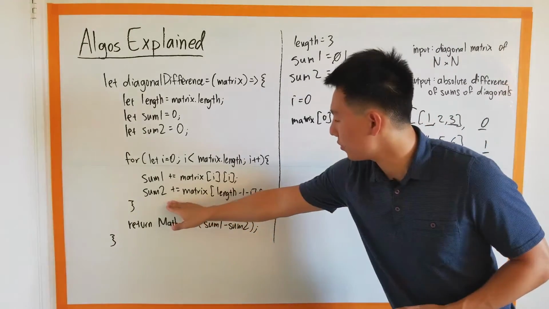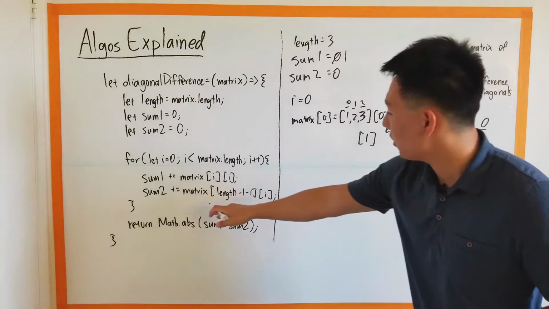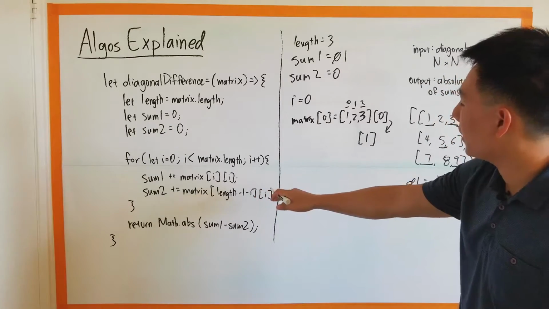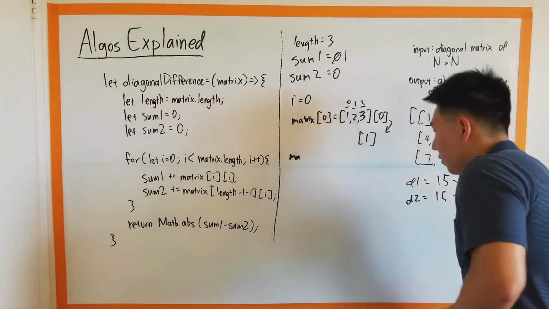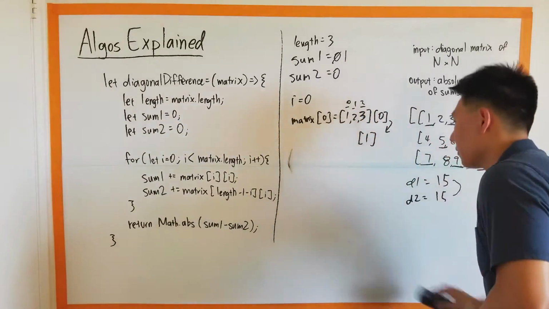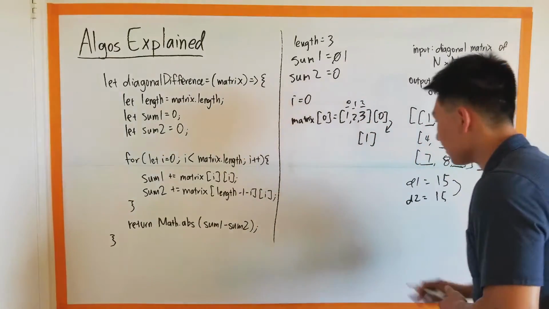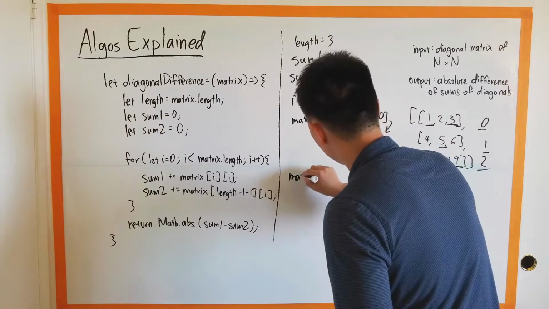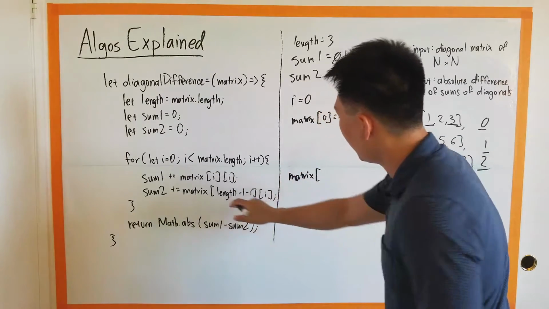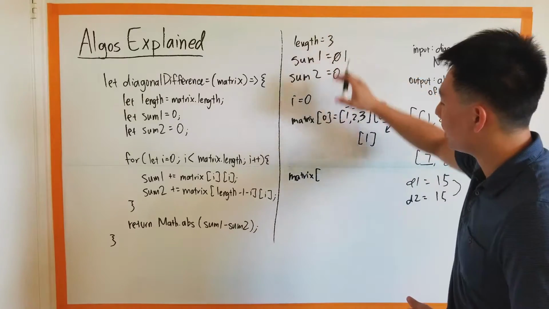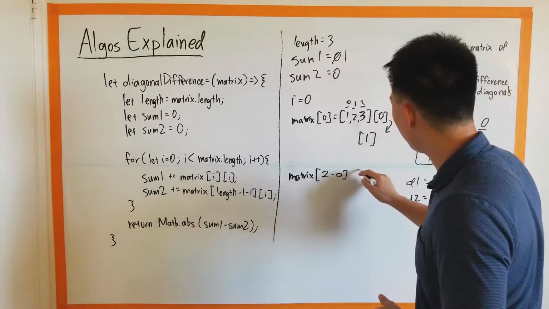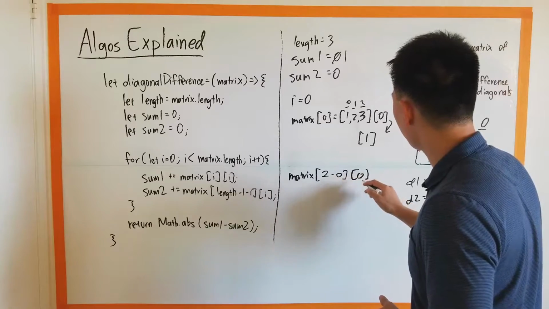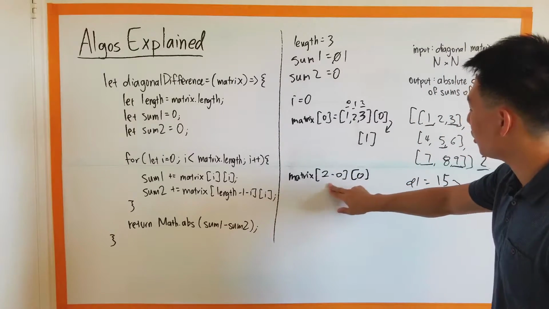And same thing for sum 2. Let's look at what it's doing. We're looking at matrix of length minus 1 minus I. We'll do it a little lower. Matrix of length minus 1, so that's 3 minus 1, that's 2, minus I, which is 0, and of I, which is 0. And so now we're looking at matrix of 2 pretty much.